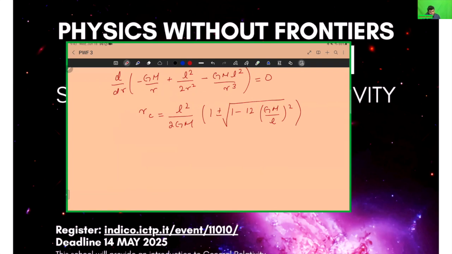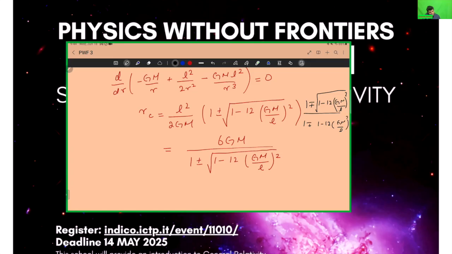Okay. You can write this equation as this as well. 1 plus minus the square root of 1 minus 12 GM over L squared. How do you get to this equation? Well, you multiply this equation with this particular thing. So you multiply it with 1 minus plus the square root of 1 minus 12 GM over L squared, the same thing. And if you do that, you will get this particular form.